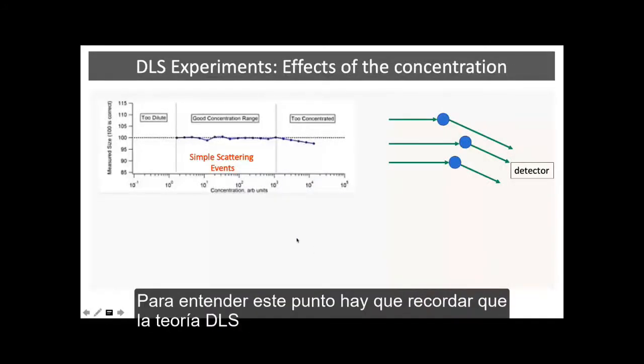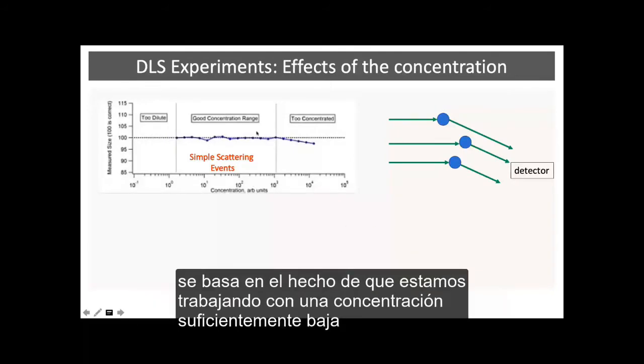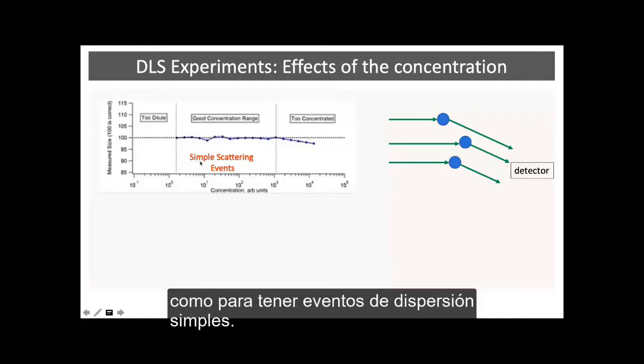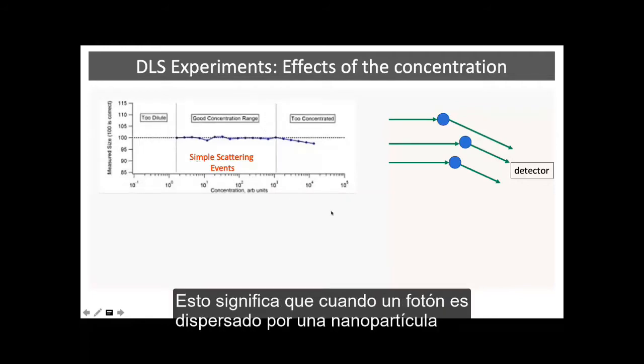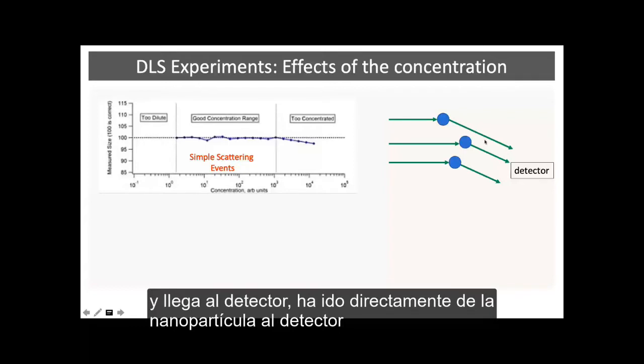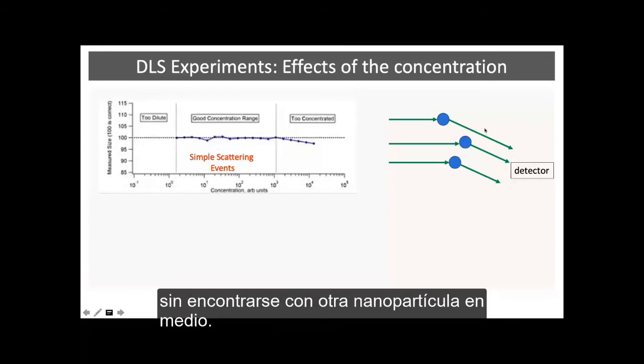To understand this point, we have to remind that DLS theory relies on the fact that we are working at sufficiently low concentration to have simple scattering events. And this means that when a photon is scattered by a nanoparticle and reaches the detector, it has gone directly from the nanoparticle to the detector without meeting another particle in between.